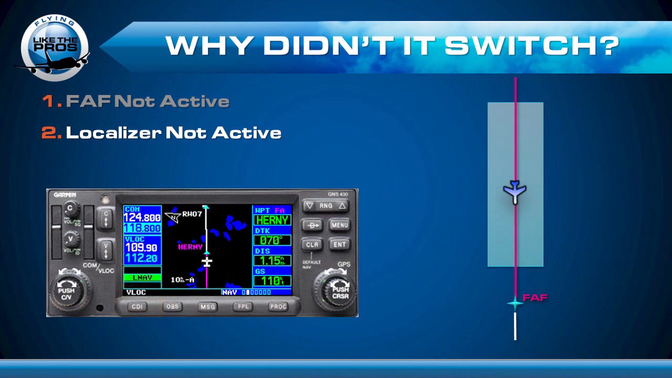You know, we want to try to avoid this in the first place, and the way we handle that here at Like the Pros is we have a trigger or a gate in our instrument procedures where we always tune and identify the localizer. That way we make sure it gets done before we even try to intercept it.